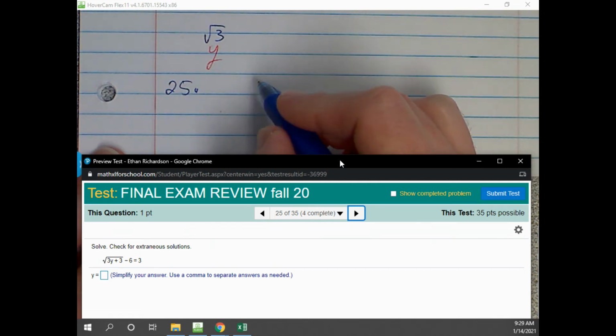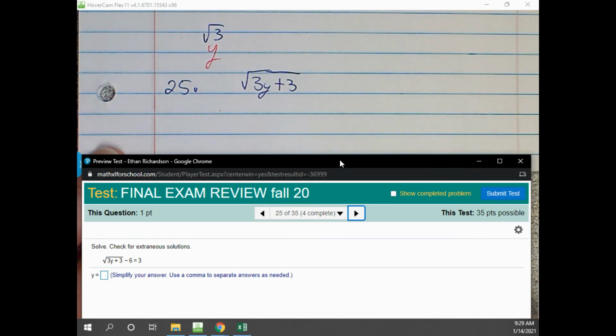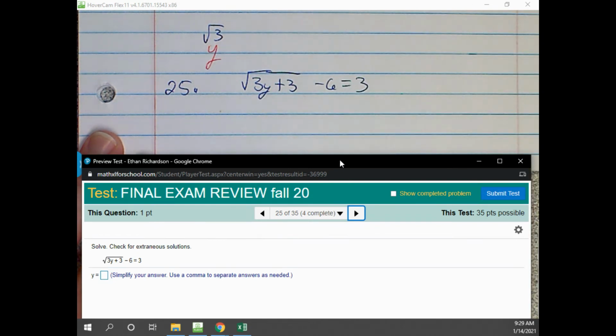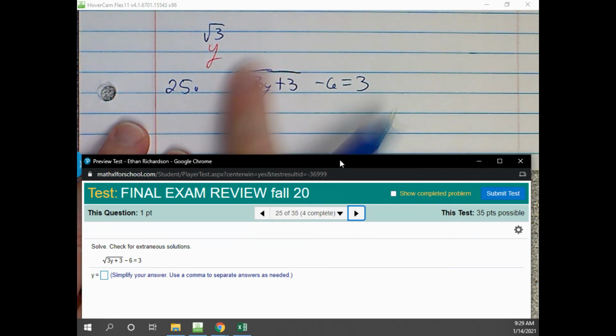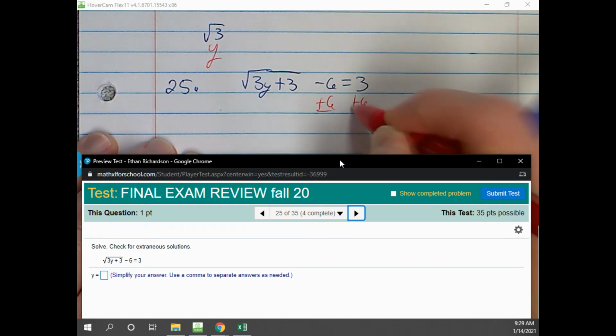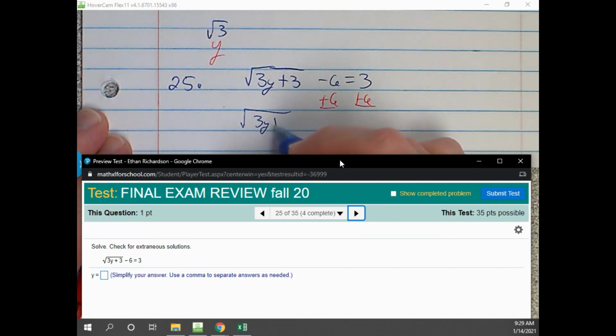So we've got the square root of 3y plus 3 minus 6 equals 3. Okay, and we're solving for y with square roots here. The first thing is you've got to get the square root by itself, so we've got to add the 6 to both sides. So it'll leave you with the square root of 3y plus 3 equals 9.